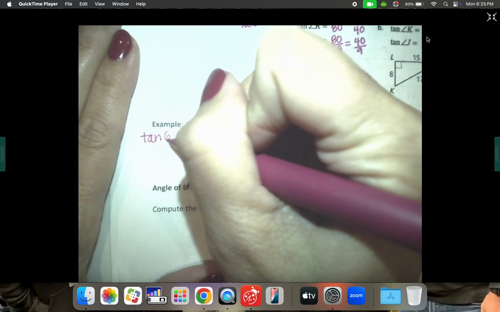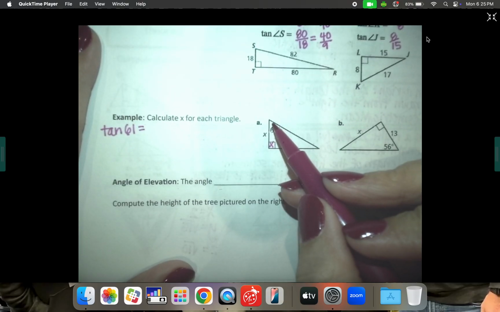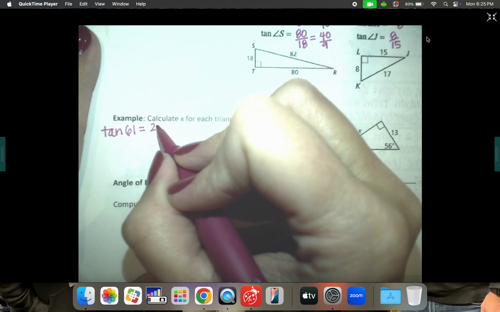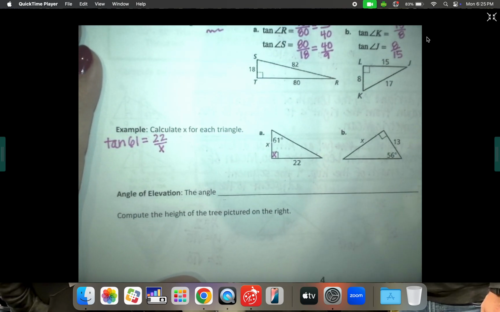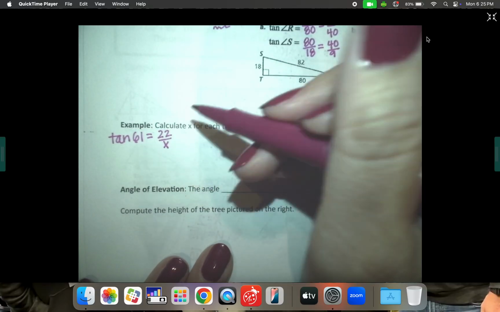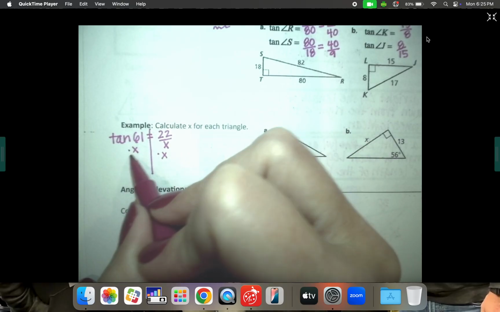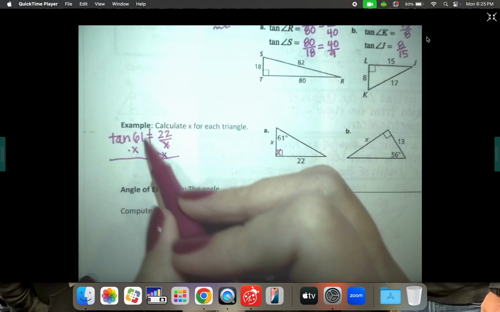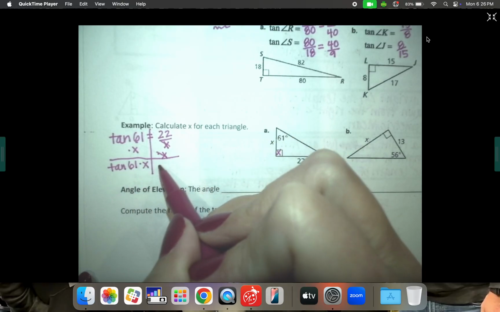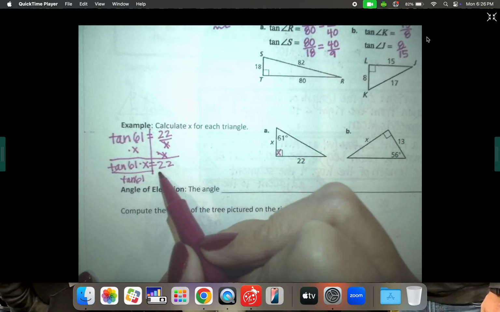Tangent of 61 equals, remember tangent is opposite over adjacent, so the opposite of the 61 would be 22 over x. And you can solve this equation when x is in the denominator. It's just a lot of moving around. You have to first multiply it by x, which we don't know. Multiply it by x, it moves over here. Then we have to divide by tangent of 61 because tangent 61 x is being multiplied. So then you have to divide by tangent 61, and it's a lot.